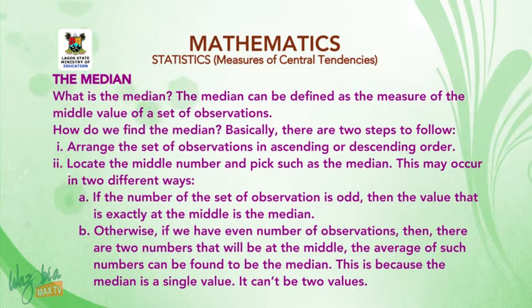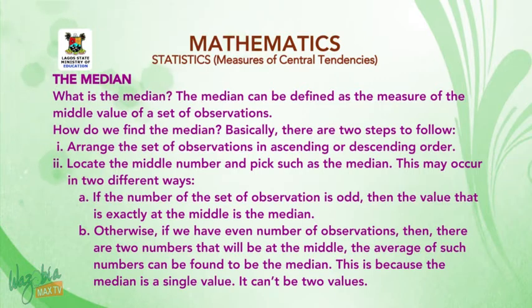This may occur in two different ways. The first one is, if the number of the set of observations is odd, then the value that is exactly at the middle is the median.